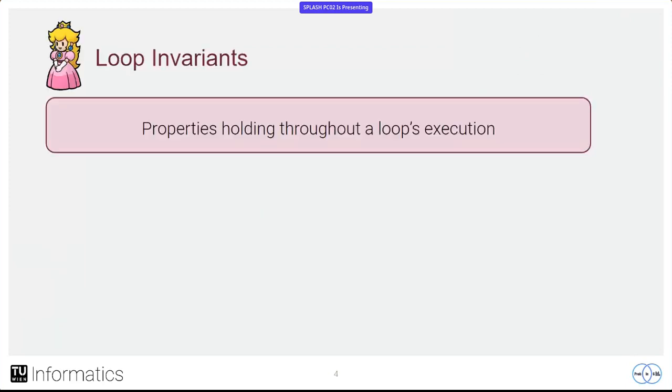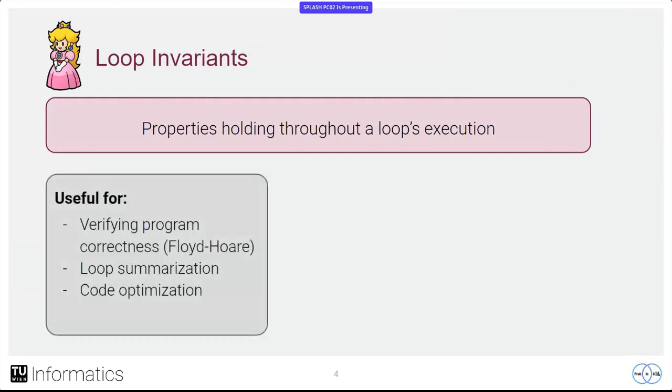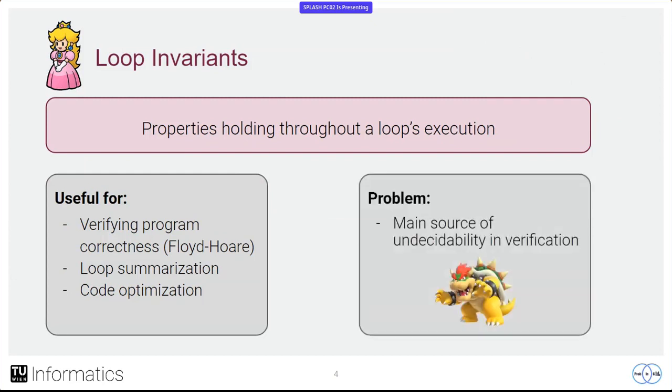So invariants are important. They are, roughly speaking, properties holding throughout the loop's execution. And I hope I have convinced you. I guess I don't need to convince you. They are important or useful and even necessary for verifying program correctness. They can also be used for loop summarization or code optimization and many more things. However, loops are also the main source of undecidability in verification. In Floyd-Hoare logic, if you don't have any loops, the steps can mostly be automated, but if you allow a single loop in a program, your program model is already Turing complete. So finding all invariants is going to be undecidable.